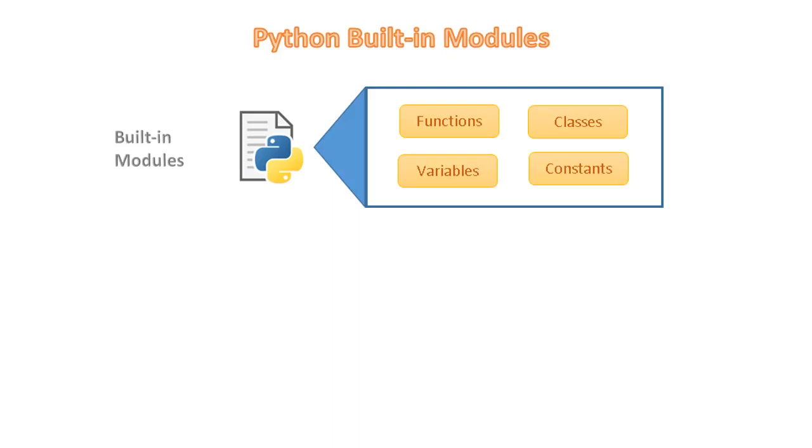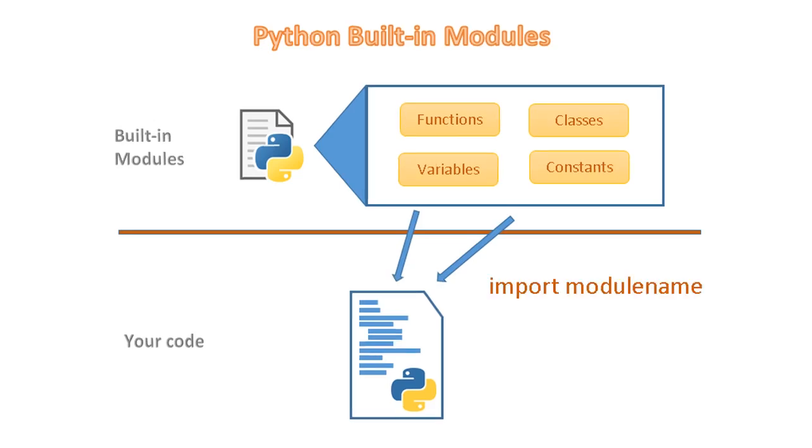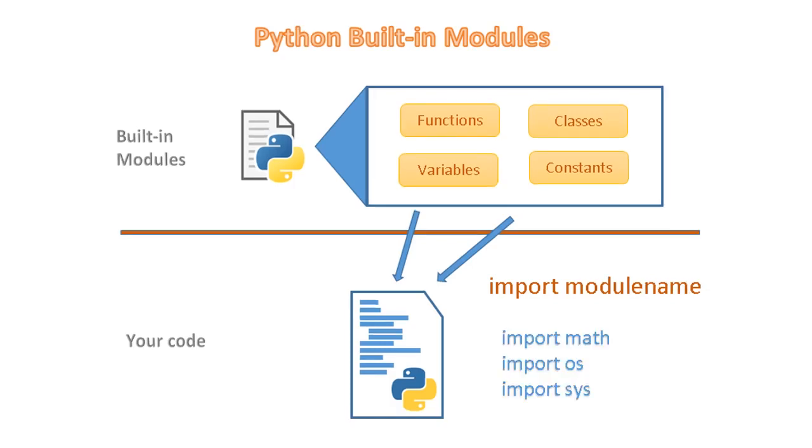Each built-in module defines objects such as functions, classes, variables, constants, etc. These Python objects can be reused in our program. To use these objects, we need to import them using import statement followed by module name. Only then those objects will be available to our program. For example, import math, import os, import sys.